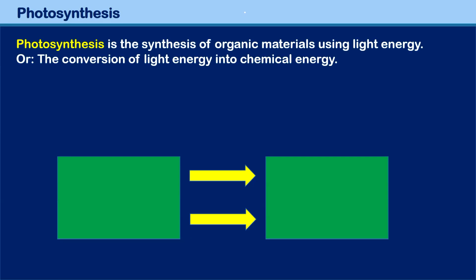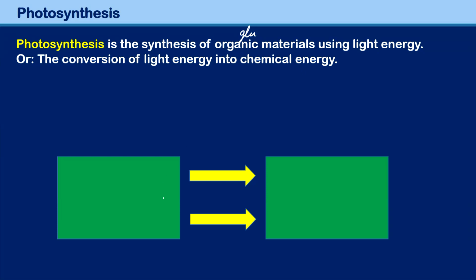Photosynthesis is the conversion of light energy into chemical energy. It's also the synthesis of organic materials, for example, glucose, using light energy. So you use glucose. No, not it's a synthesis. You don't use glucose. You make glucose by using light energy and carbon dioxide.